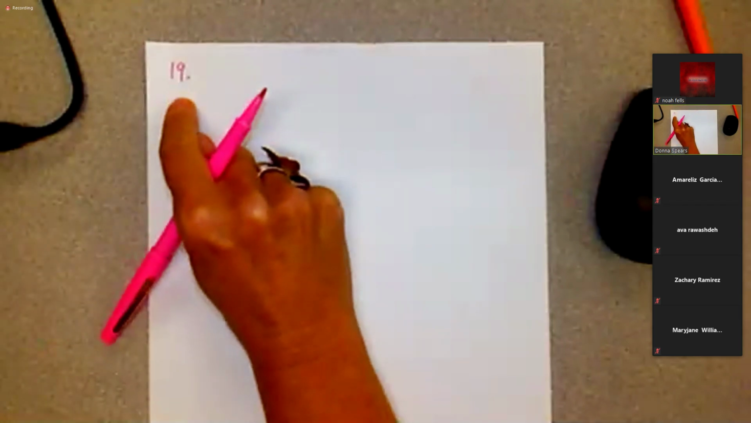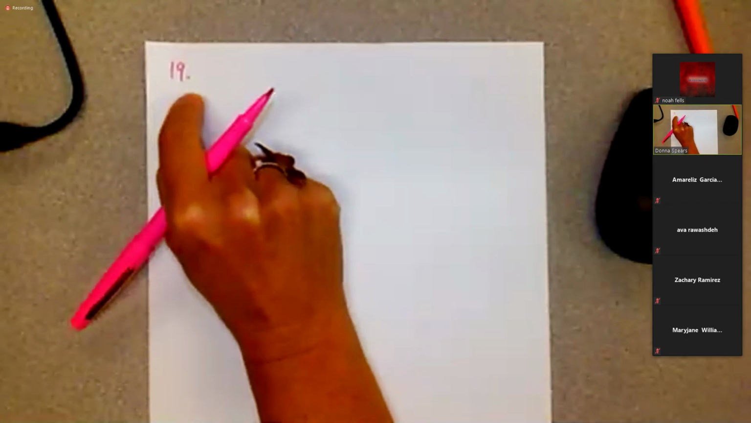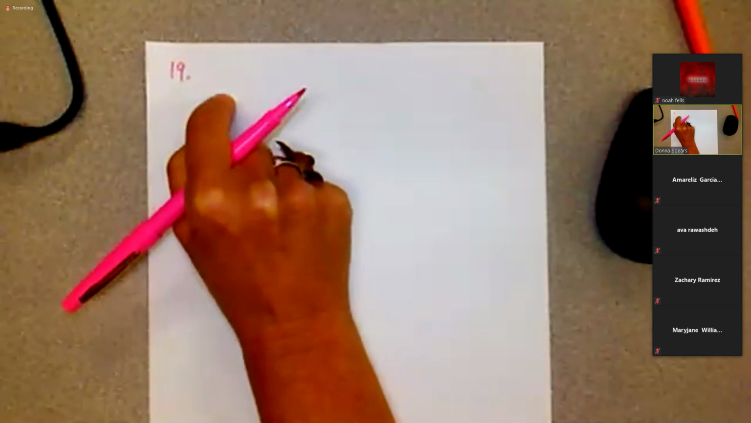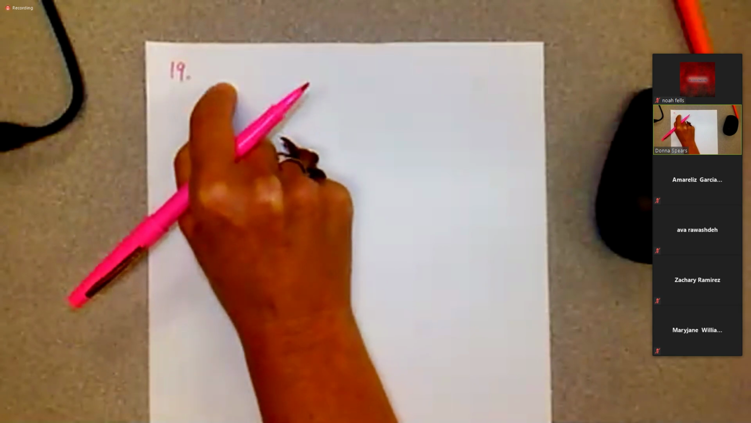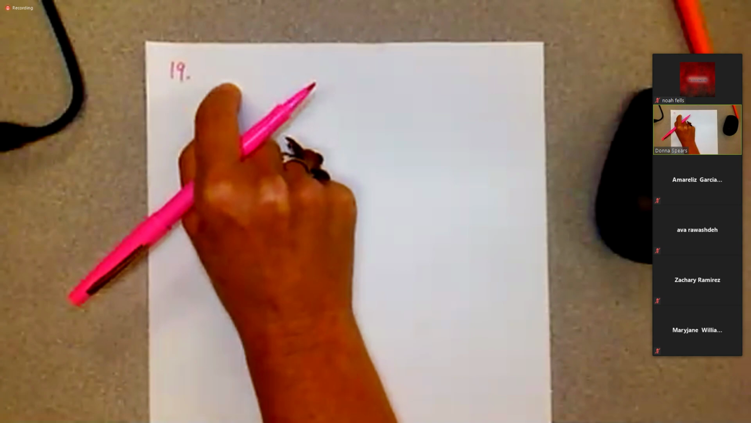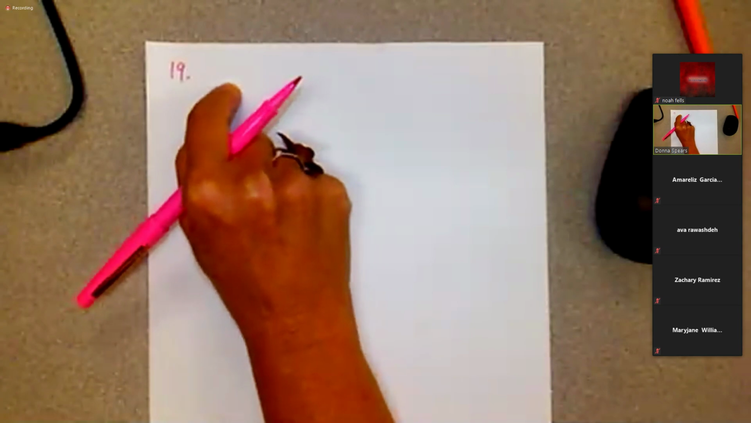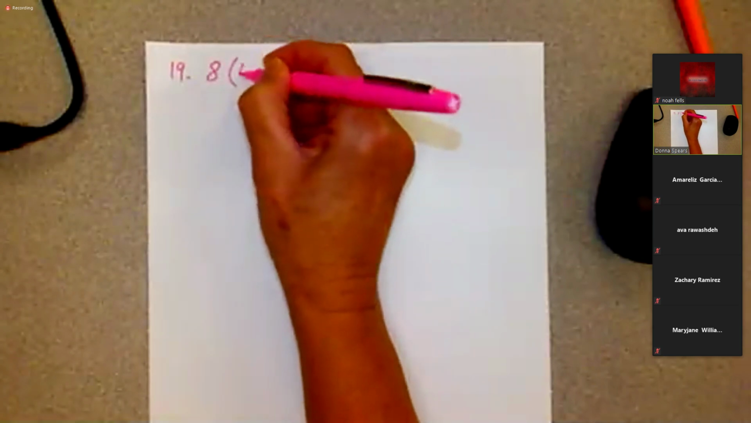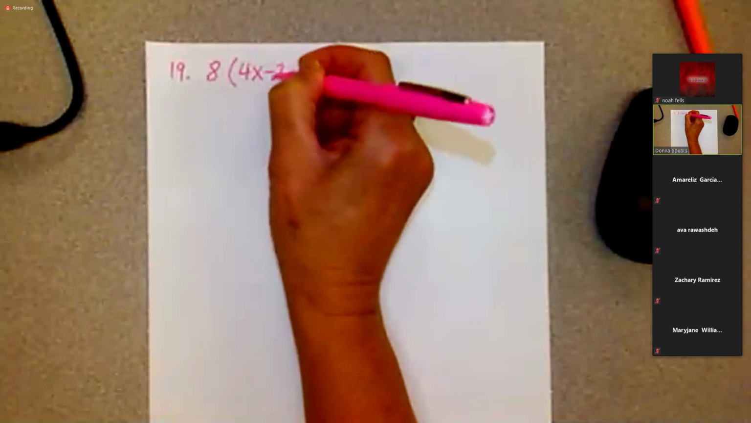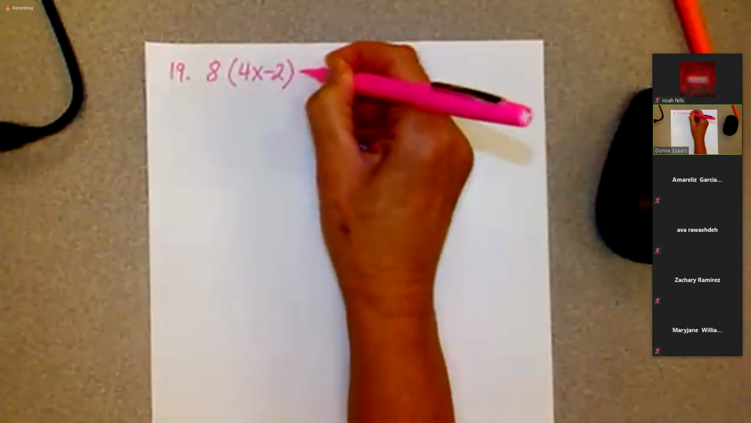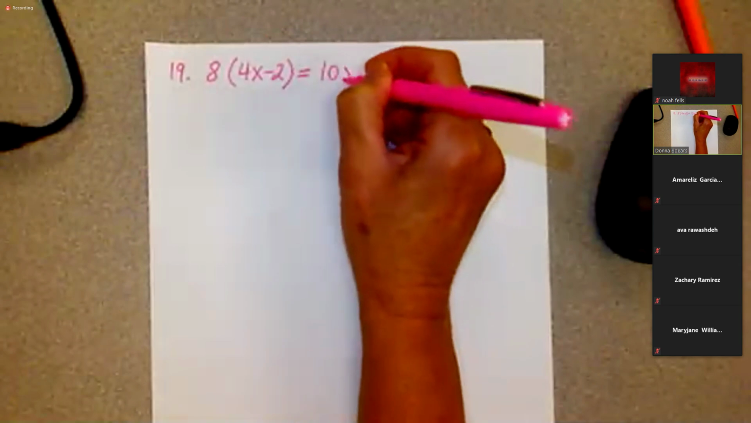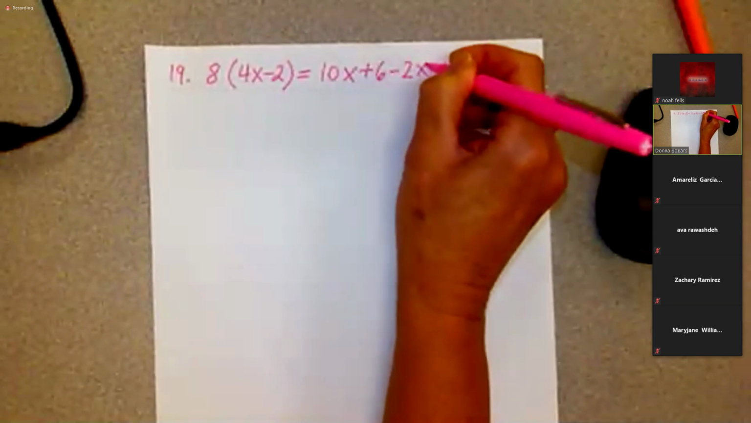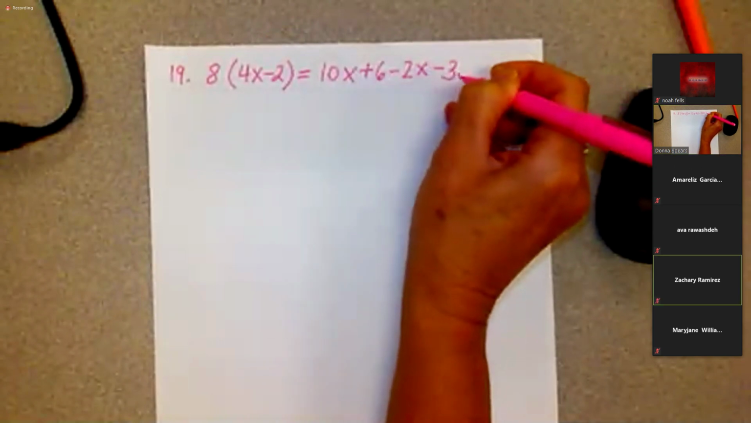So if you're going to do it on white paper, I just need you to write the problem out. And the only thing with that is make sure you copy the problem correctly, okay? Make sure that you have a minus when you mean to have a minus and not change it, because that can change the whole answer around. So number 19 is this. It is 8 times (4x minus 2) equals 10x plus 6 minus 2x minus 30.